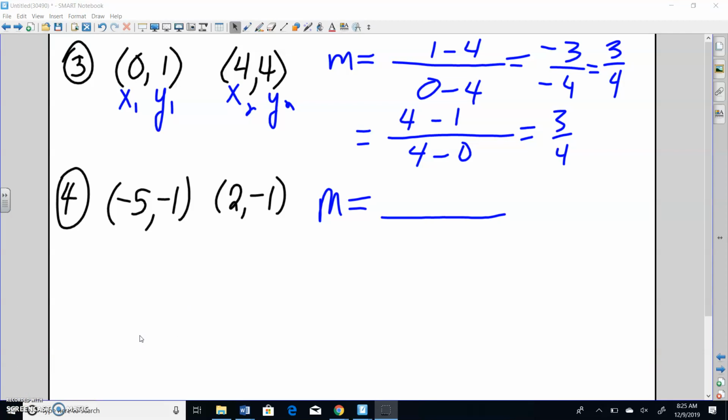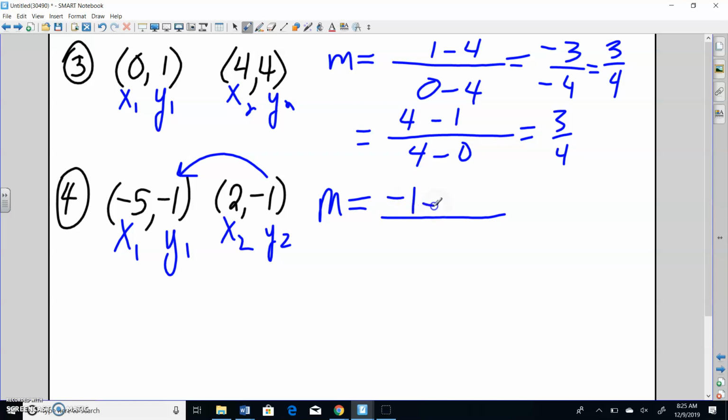What did you subtract in the numerator? Okay, so remember this is your x1, this is your x2, y1, y2. We always start with the y's in the numerator. So what are the 2 y values? Negative 1 and negative 1. So I'm going to take a negative 1 minus a negative 1. And then in the denominator, 2 minus a negative 5.